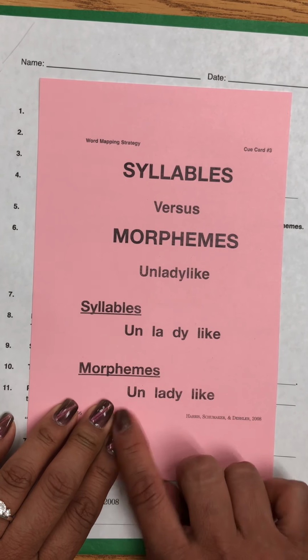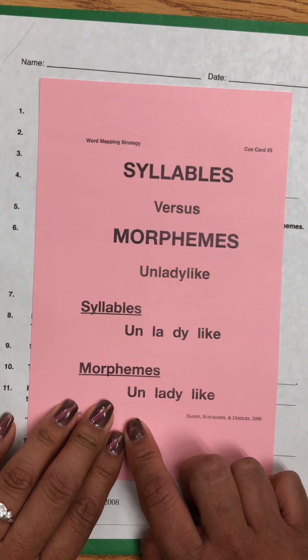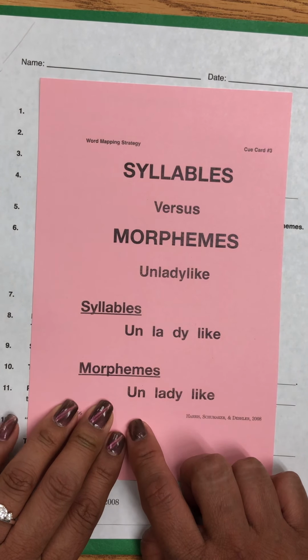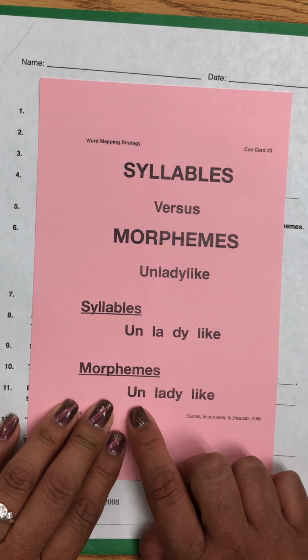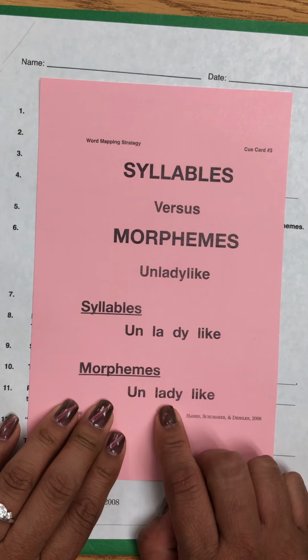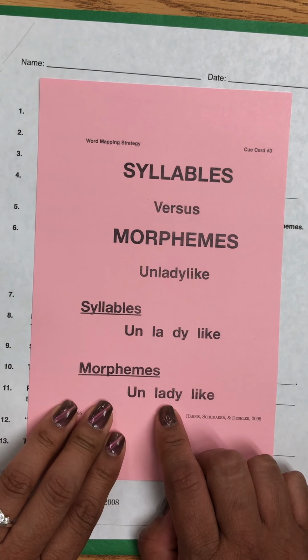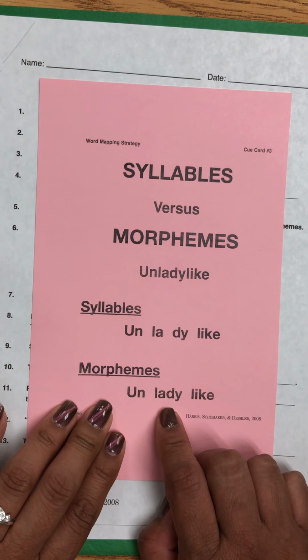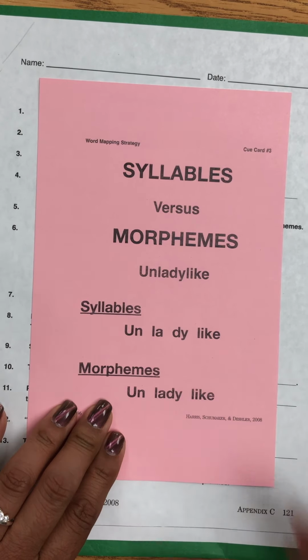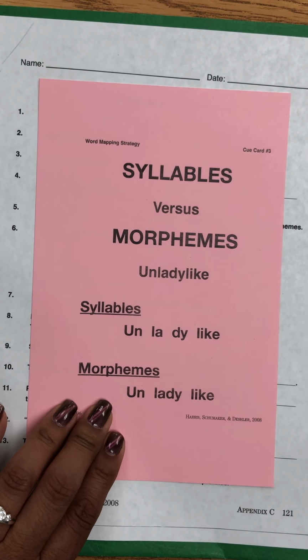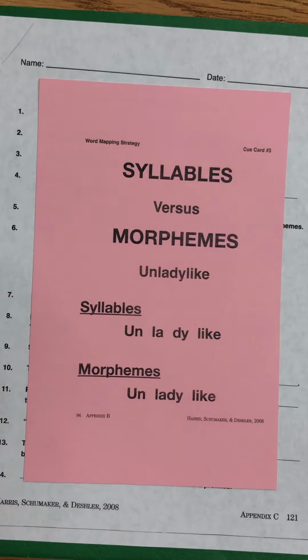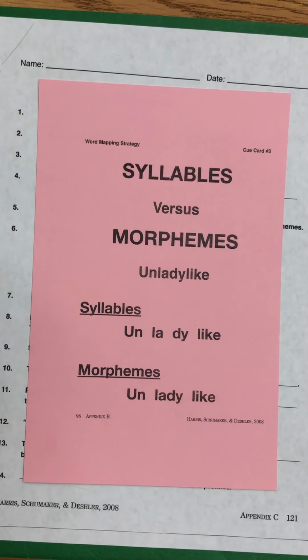So this would, somebody who is unladylike, if I'm making a prediction, I would say she does not act like a lady, right? That means she's hooping and hollering, and she's saying foul language, and she's not sitting correctly. All of that stuff would be unladylike. Okay, we're gonna move on.